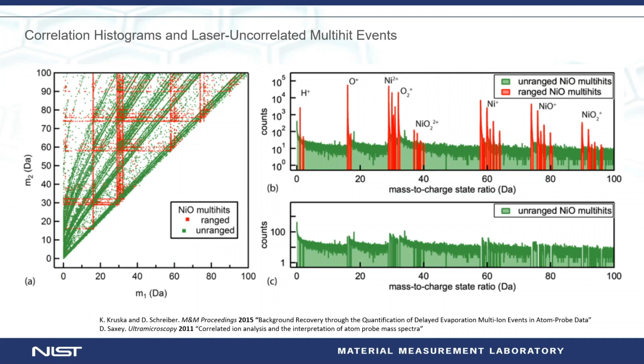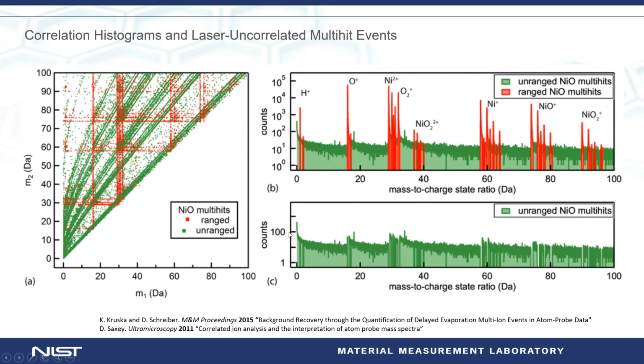One of the goals we have at NIST is to extract as much information as possible from these atom probe data sets. So basically, let no ion be uncounted if it doesn't need to be. One way of extracting more information is to look at these correlation histograms.